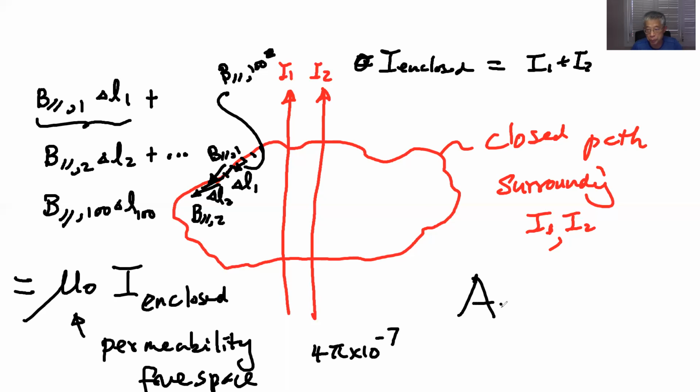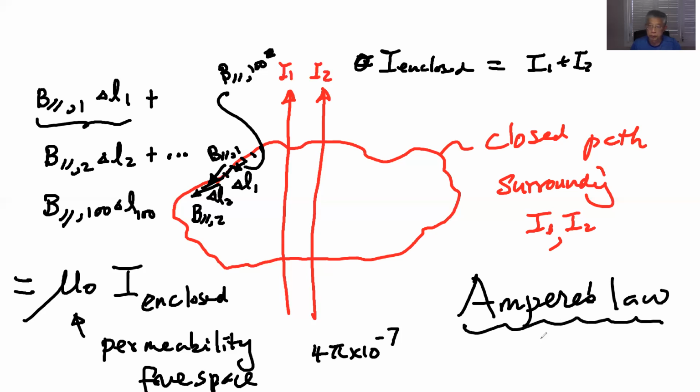That is the so-called Ampere's law, for magnetics. So you can find the relationship: the summation of B parallel i times delta L i, with i from 1 to N, is equal to mu zero times I enclosed, okay?